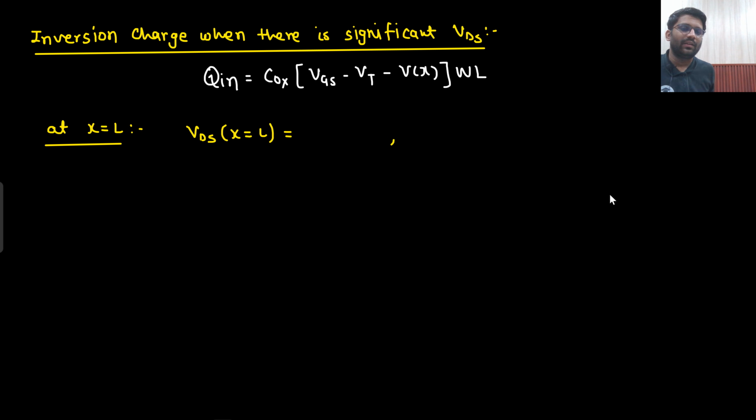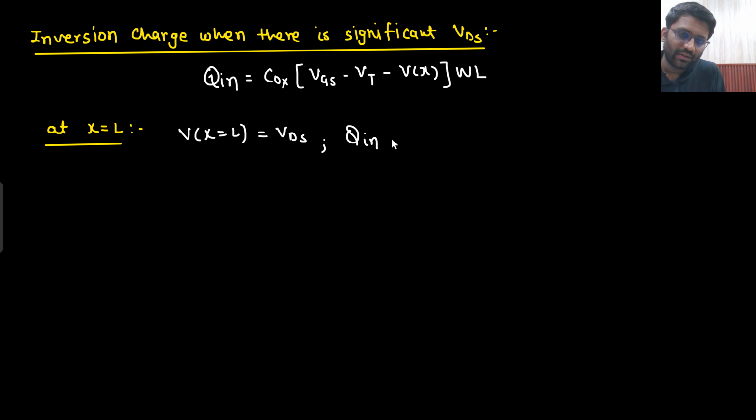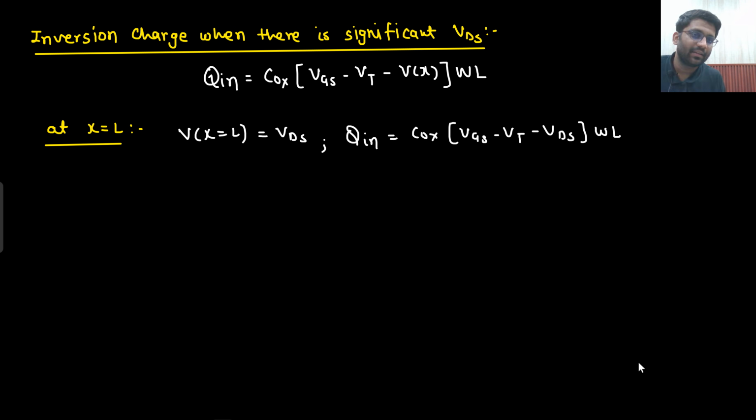Let's look at it more. At x equals to L, what is the value of Vx? That is equal to VDS. So what will be your inversion charge? Sir, the inversion charge would be Qin equals COX (VGS minus VT minus VDS) WL. That means at the drain end you will get the least inversion charge.